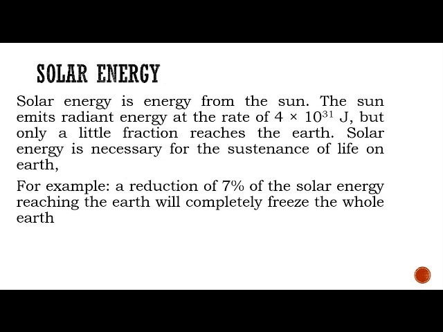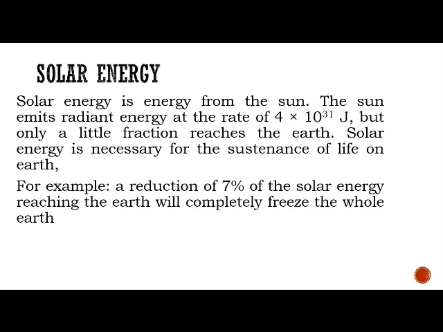Now let's talk about solar energy. Solar energy is the energy from the sun, and the sun emits radiant energy at the rate of 4 times 10 raised to the power 31 joules. J stands for joules, but only a fraction reaches the earth. And we said solar energy is necessary for the sustenance of life on earth. Why? Because solar energy provides energy for every other activity which requires the availability of solar energy.